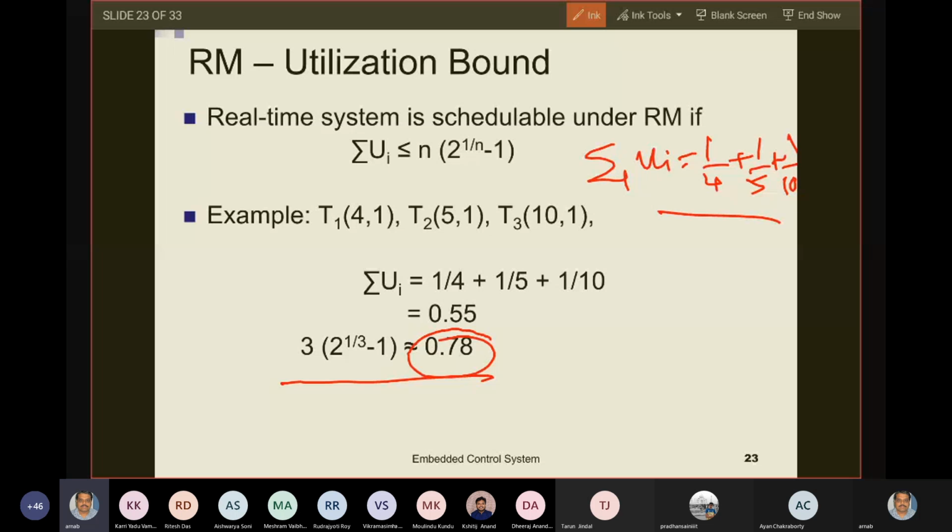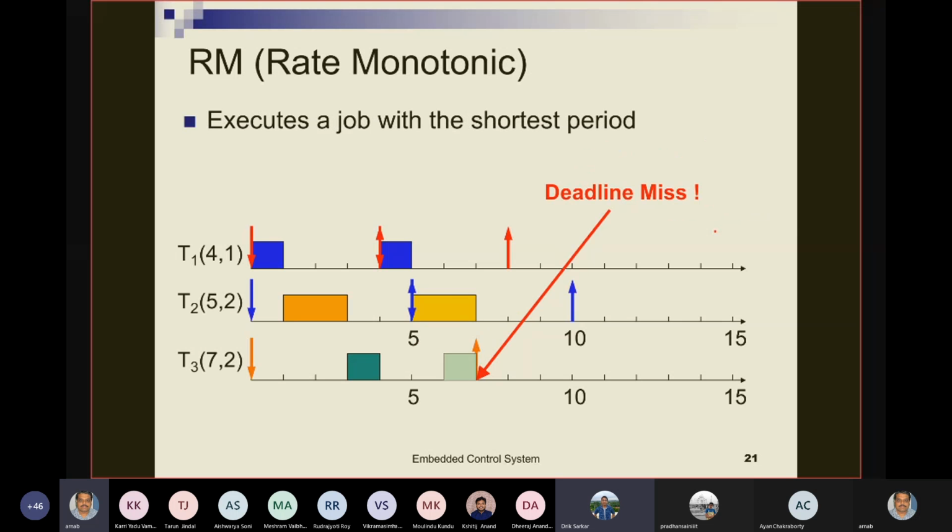Quick question. Excuse me, sir. I have a question in the previous slide, where the deadline of task 3 was missed. Sir, when we get task 1 for the second time, I mean slide 21? Yes. In this part, when task 1 was attained for the second time, the deadline was at 8, but for task 3 it was 7. So why didn't task 3 get priority over task 1?